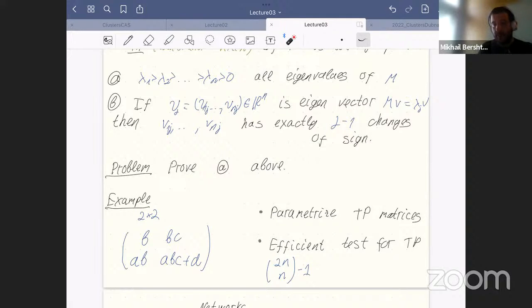And cluster algebras somehow give you an answer to these problems.